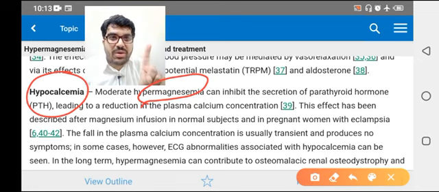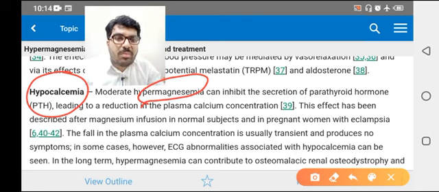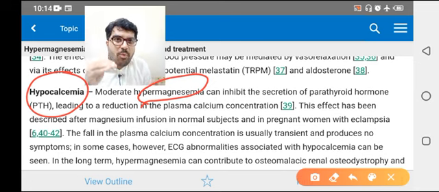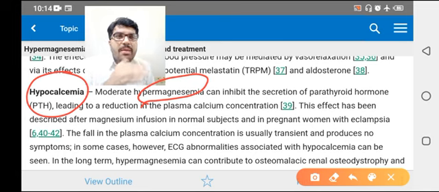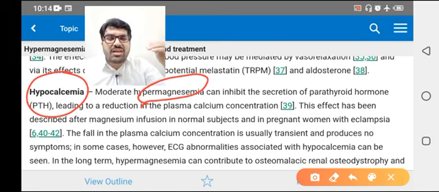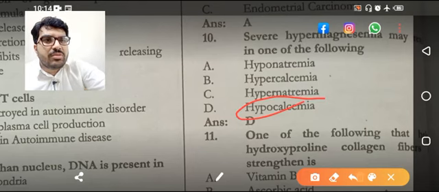I am talking about hypermagnesemia. So hypermagnesemia causes what? Whether moderate hypermagnesemia or severe hypermagnesemia, it causes hypocalcemia. But what does mild hypomagnesemia cause? Hypercalcemia. And severe hypomagnesemia can cause hypocalcemia. So create your mind on this. Over here the answer is hypocalcemia.